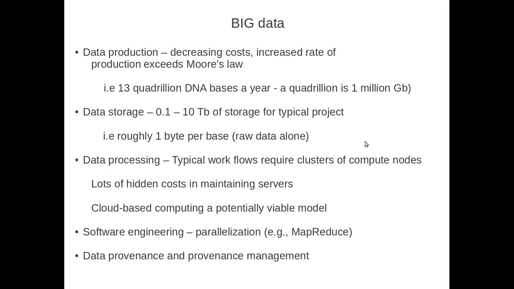A typical lane on our HiSeq, we're getting somewhere between around 20 to 30 gigabases of sequence per lane now. I did a quick back of the envelope calculation, and to store the raw data alone in fastq files, you need roughly 1 byte per base. So if you have 30 gigabases of sequence from a lane, you would need 30 gigabytes of storage.